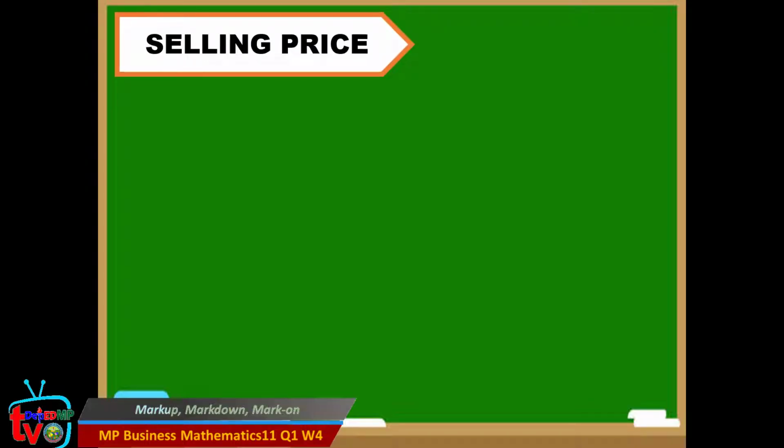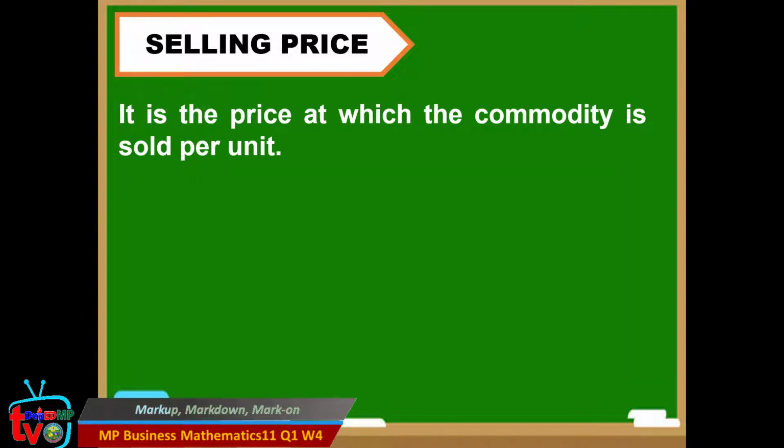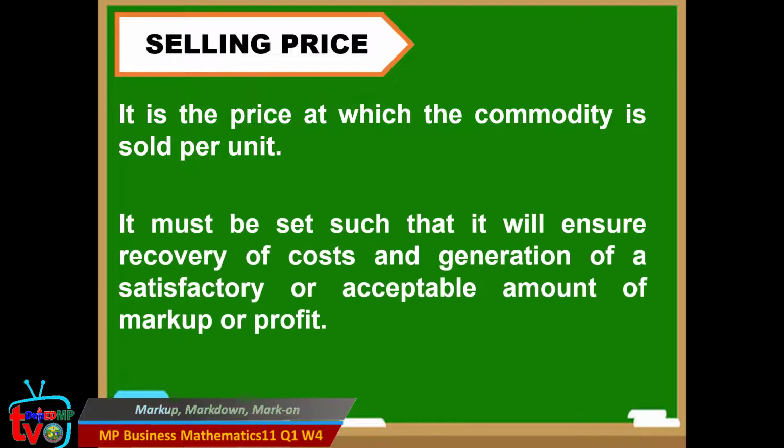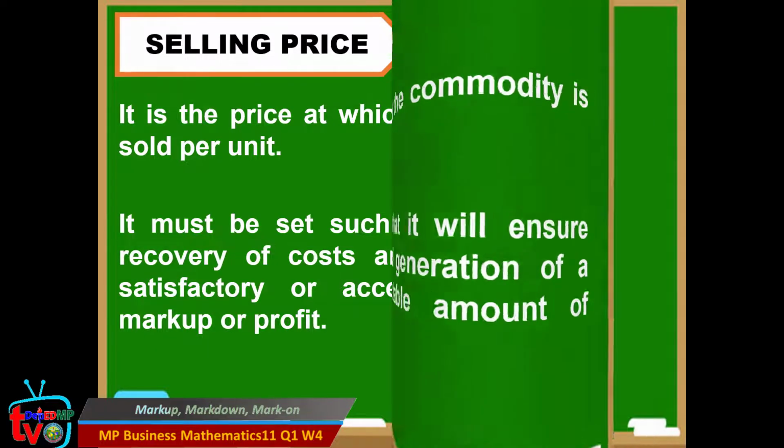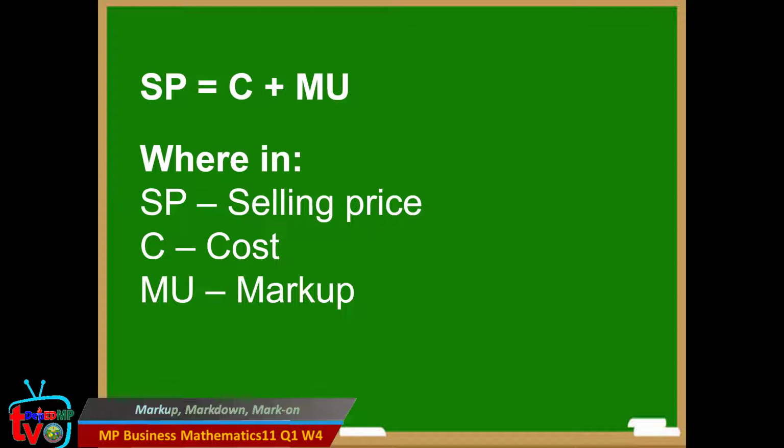Let us start our discussion with the selling price. The selling price is the price at which the commodity is sold per unit. It must be set such that it will ensure recovery of costs and generation of a satisfactory or acceptable amount of markup or profit. So based on those definitions, we have here the formula for the selling price, which is cost plus markup.